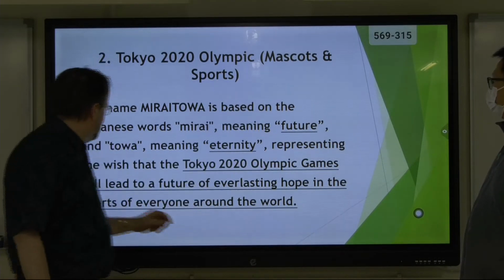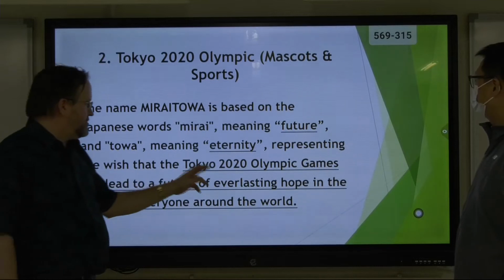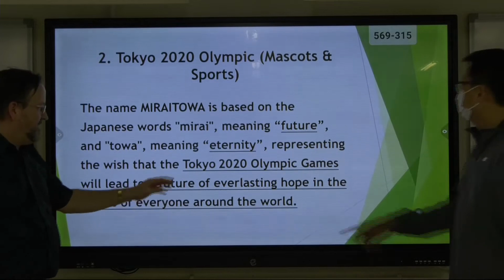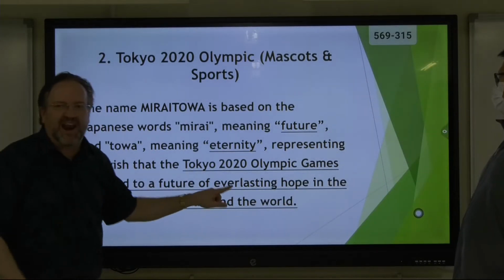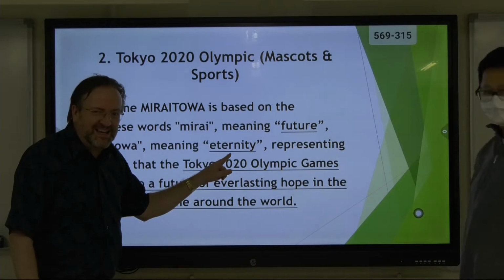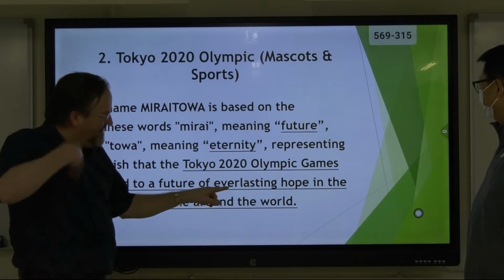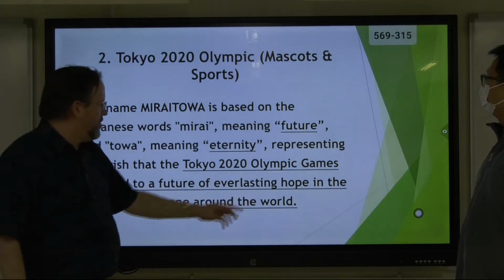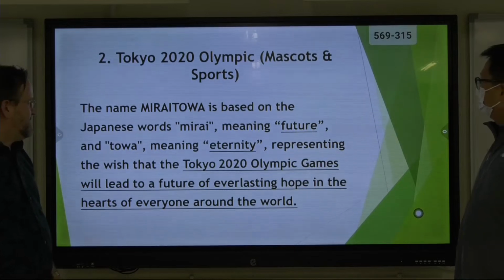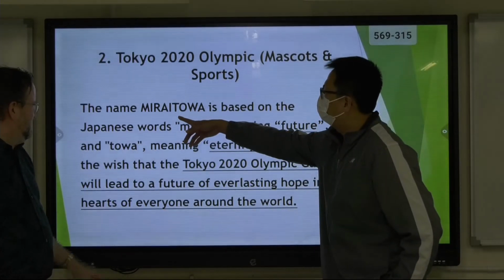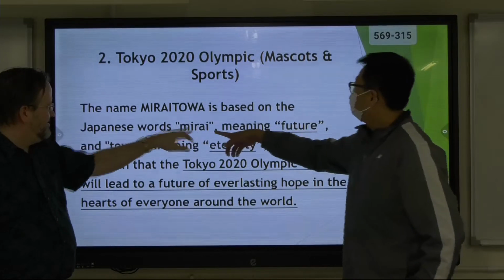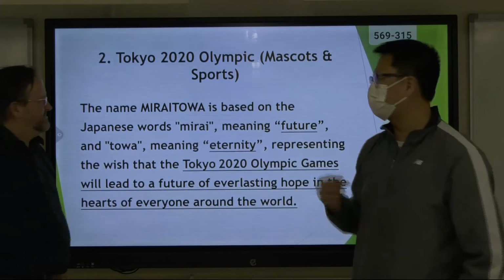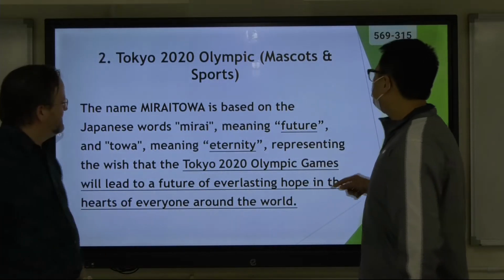Okay, representing the wish that the Tokyo 2020 Olympic Games will lead to a future of everlasting hope in the hearts of everyone around the world. It's the same as eternity, same meaning, okay? Forever and ever. So that's a nice message. How do you pronounce it? Mirai, I think it's Mirai. Miraitowa. And Miraitowa is the mascot for the Summer Olympics.